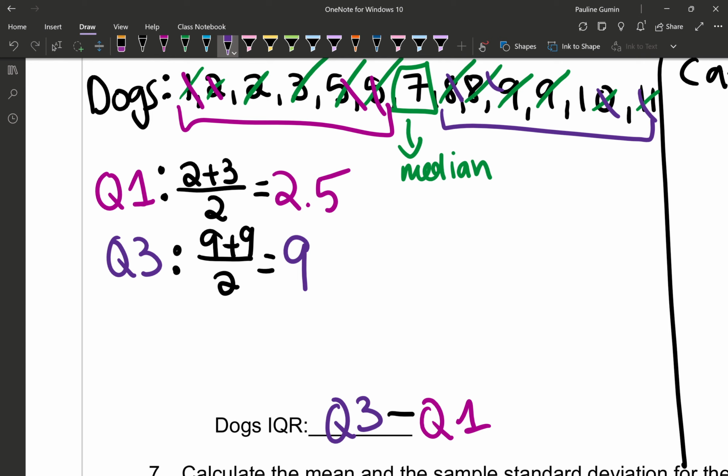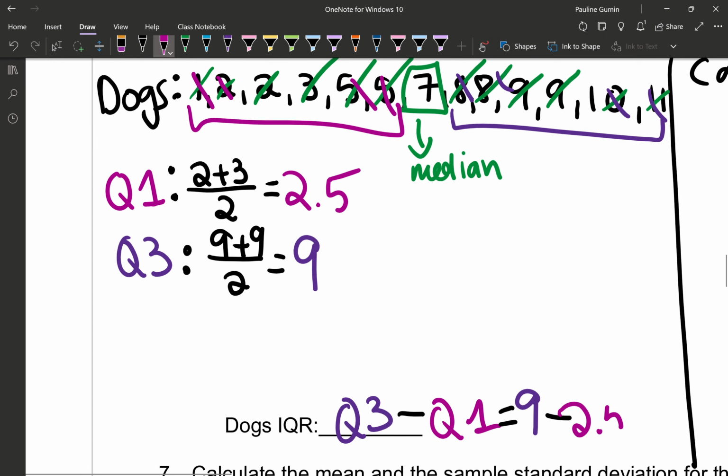Now, if you're able to look at the medians and tell what they are, if you could tell that 2.5 is the median and that 9 is the median, that's great. But if you can't, there are certain situations where you can't just look at it and know the number. This is how we do it. Okay, let's find the IQR. Q3 is 9 minus Q1, which is 2.5. 9 minus 2.5 is 6.5.